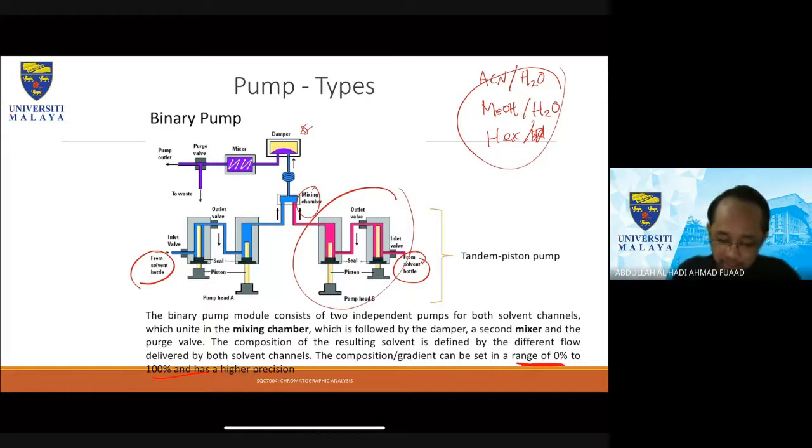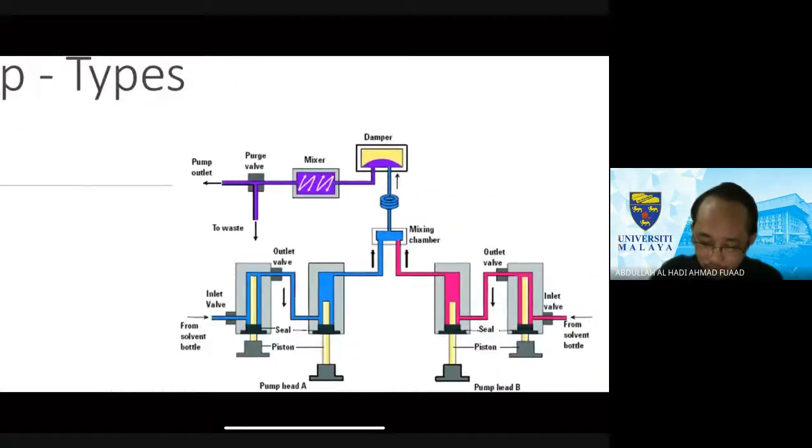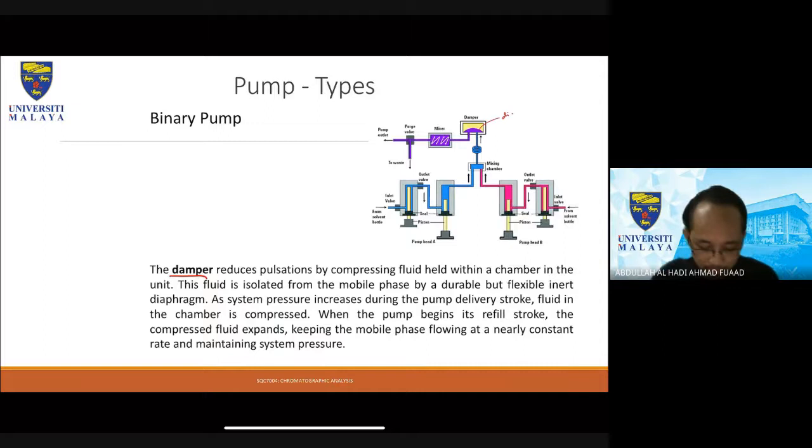Okay, a damper. So this is a specific slide for the damper. It reduces pulsation by compressing fluid held in a chamber in a unit. This fluid is isolated from the mobile phase by a durable but flexible inner diaphragm. Okay, so that's the damper, that's the diaphragm. As system pressure increases during the pump delivery stroke, fluid in the chamber is compressed. When the pump begins to refill the stroke, the compressed fluid expands, keeping the mobile phase flowing at a nearly constant rate and maintaining system pressure. Okay, so that's one of the functions of a damper.